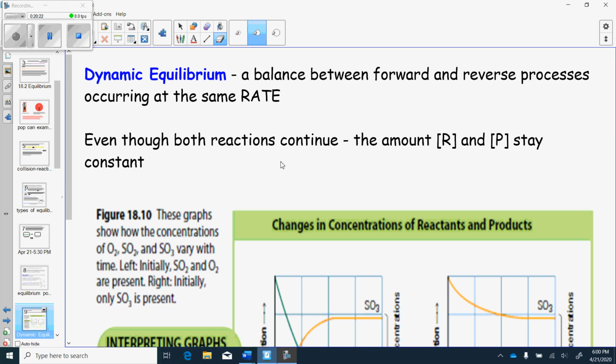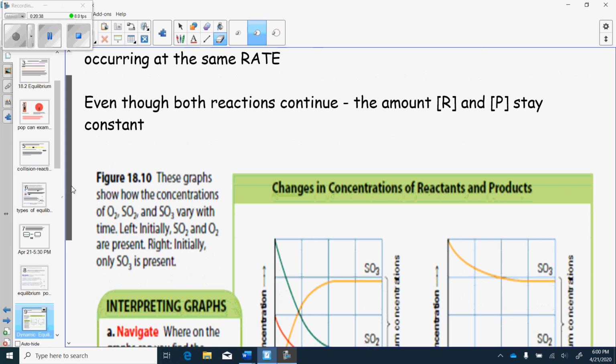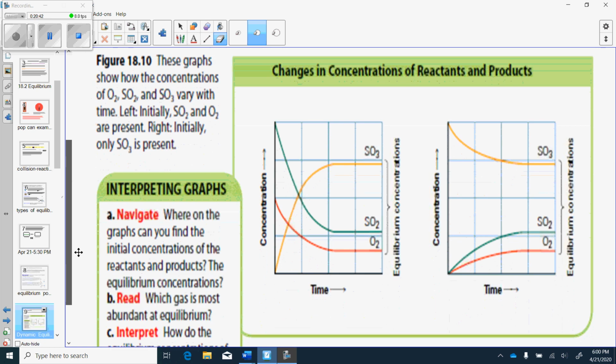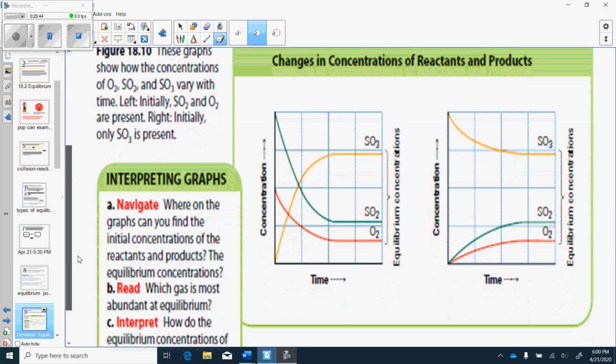Even though both reactions continue, the amount of R, so there's your square brackets, I don't know if I mentioned that, square brackets is a shorthand for concentration. So when you see R with square brackets around it, it means the concentration of reactants and the concentration of products. Okay, so let's see if this picture helps a little bit with this idea of dynamic equilibrium. If you take a quick look at this, it's from your textbook.